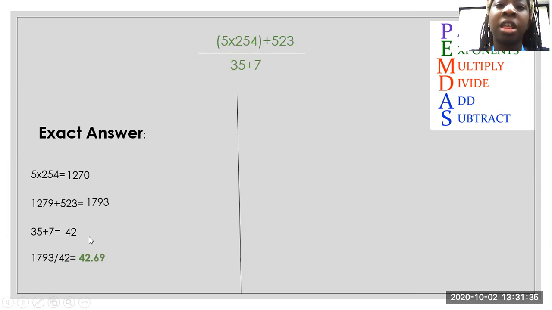Then we'll divide our 1,793 by 42, which will give us 42.96. That's hard to see. So that'll be our exact answer.